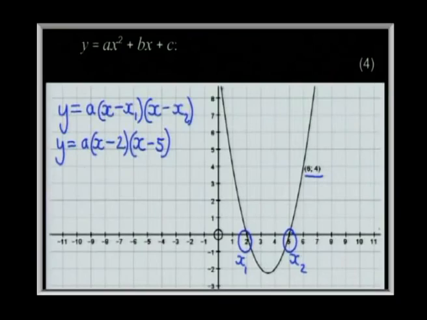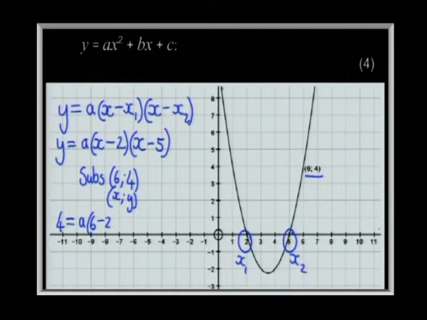Let's do it. Okay, it's important that you say what you're going to do. I'm going to substitute the point 6, 4. You need to remember that your 6 is your x coordinate and your 4 is your y coordinate. They're always written in alphabetical order. So instead of having a y, I'm now going to replace it with 4. And instead of having an x, I'm now going to replace it with a 6. And you'll see that there are two places to substitute an x in. Don't let this bother you. Just substitute it in and see what happens.